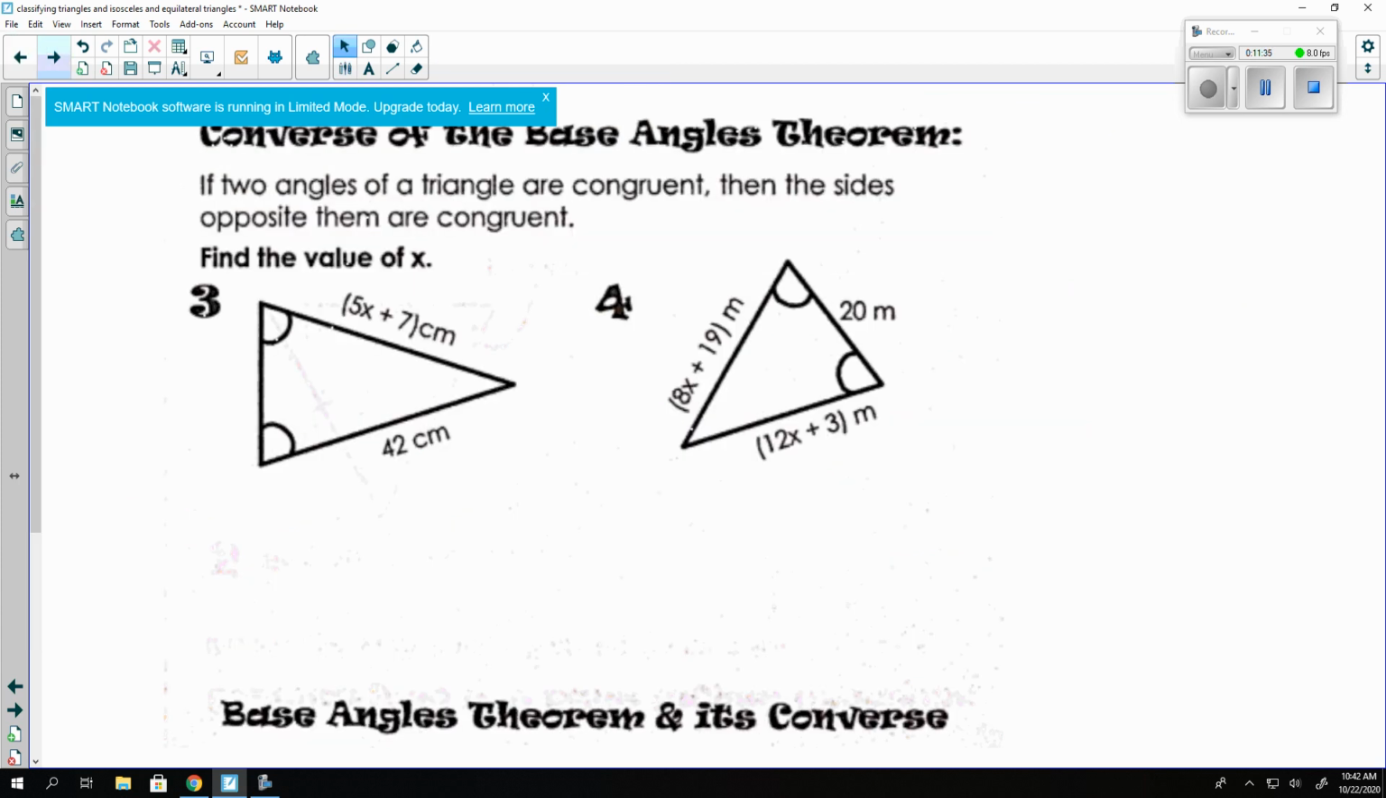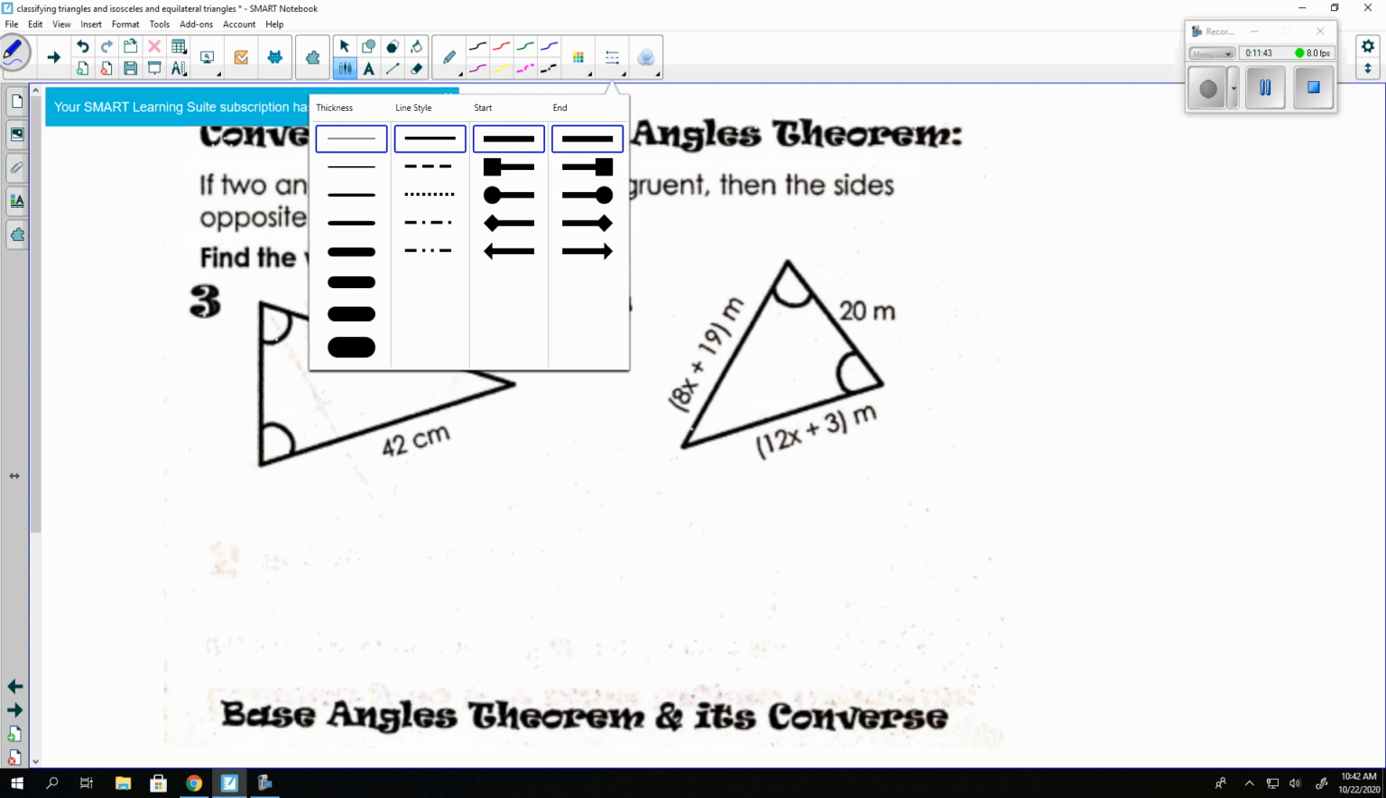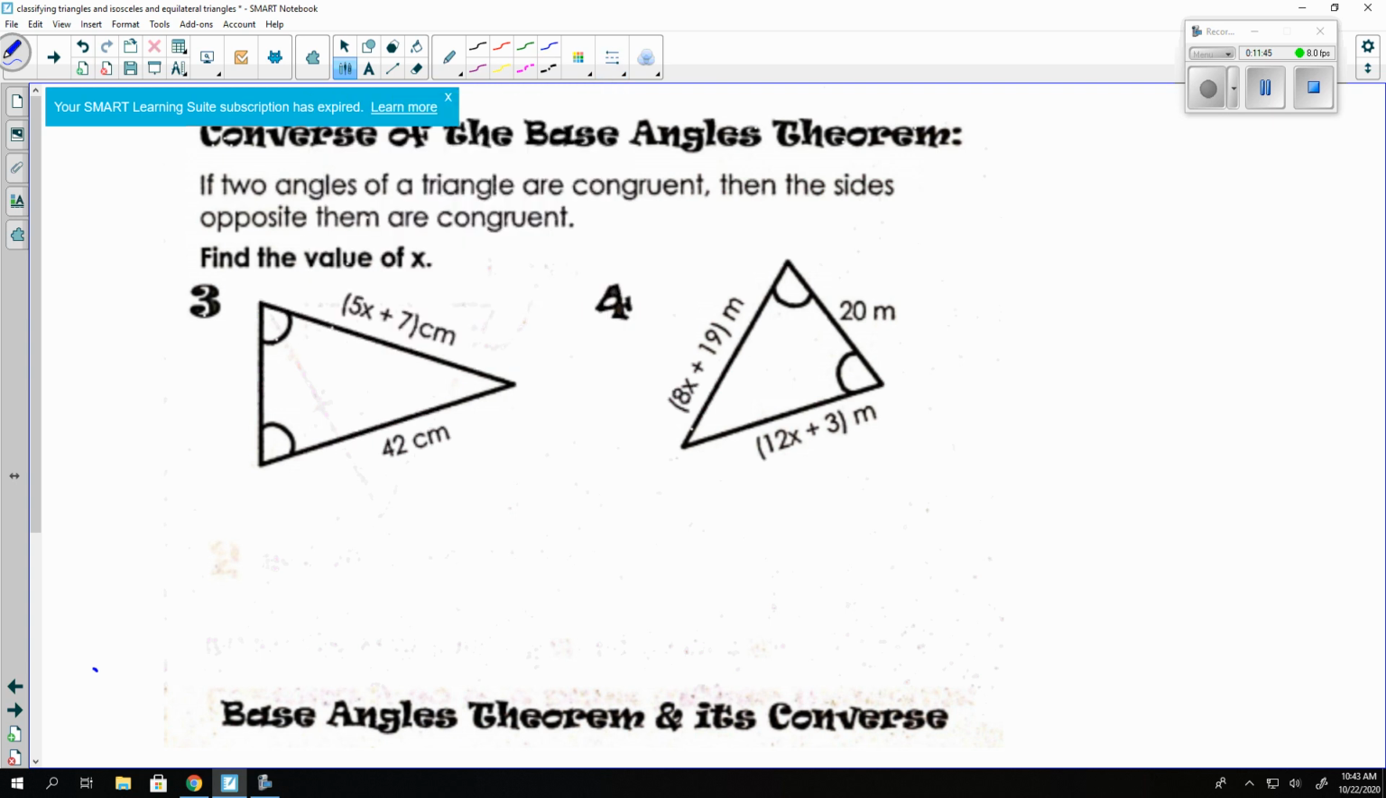Next example here. Now we're going to go the reverse way. Now they're going to tell us that we have two congruent angles. So if two angles of the triangle are congruent, then the sides opposite them are also congruent. So now we're going the other way around. We have two congruent angles. That means those sides across are going to be congruent.